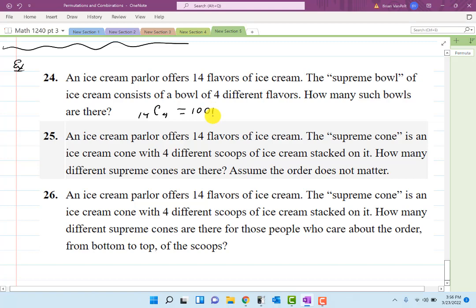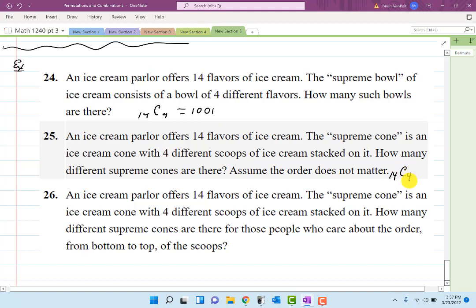The next one, an ice cream parlor offers 14 flavors, but this time the Supreme Cone is an ice cream cone with 4 different scoops of ice cream stacked on it. How many different Supreme Cones are there? And notice what it says is assume the order doesn't matter, so they kind of gave it away. So there, it's going to be the same answer. I'm going to get 14C4.